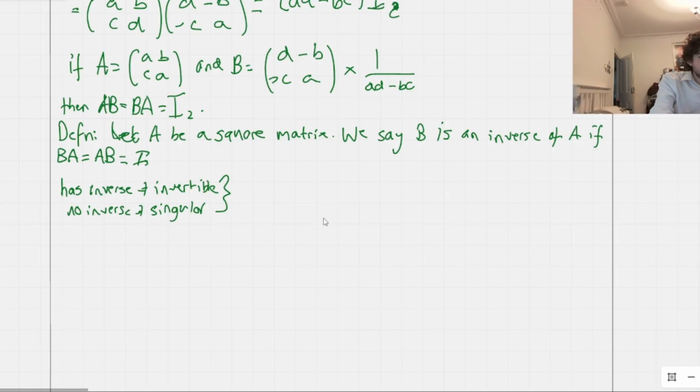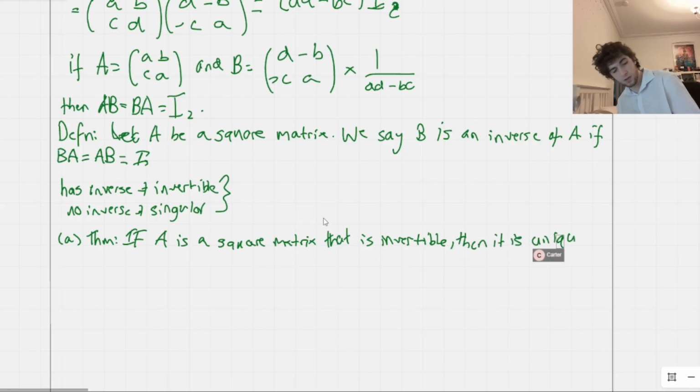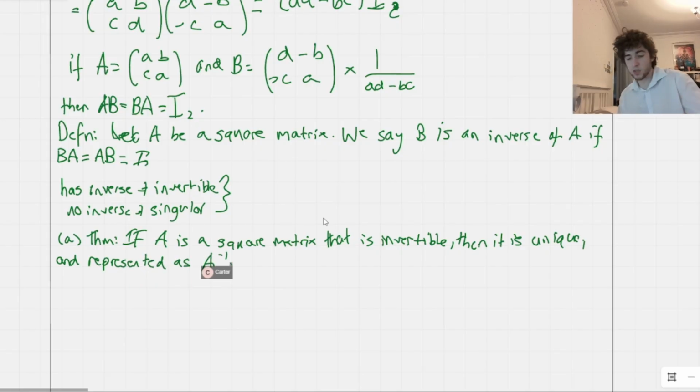Now let's prove a couple of theorems about properties of inverse matrices. The first theorem is as follows. If A is a square matrix that is invertible, then its inverse is unique, and it is represented as A to the power of minus 1. That's basically what we're trying to prove.